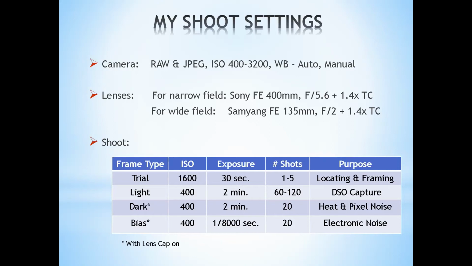Then I shoot bias frames, which is at the fastest shutter setting of the camera. That's to eliminate electronic noise from the sensor and the camera. So what I would then do is take these lights and subtract out the darks and the biases. And that's all done in software.